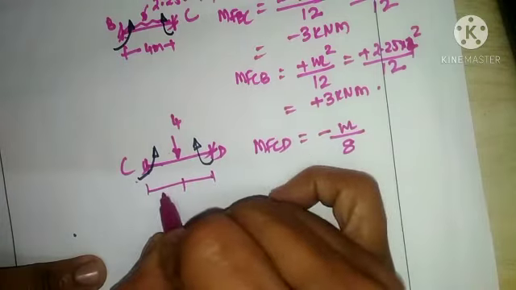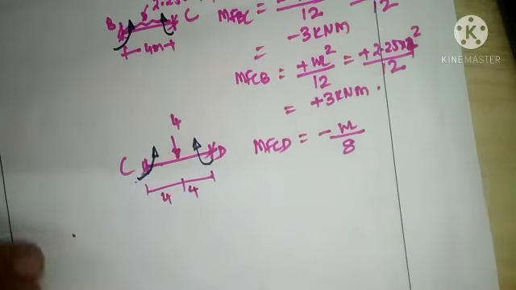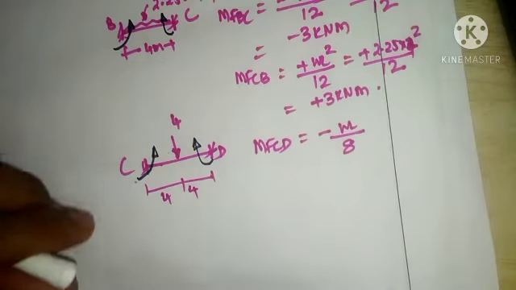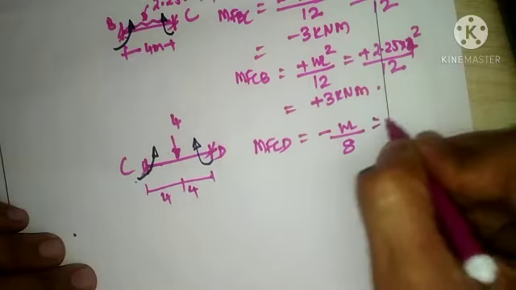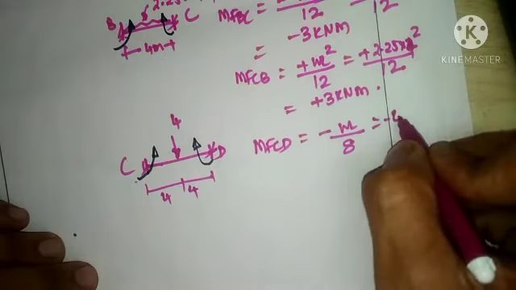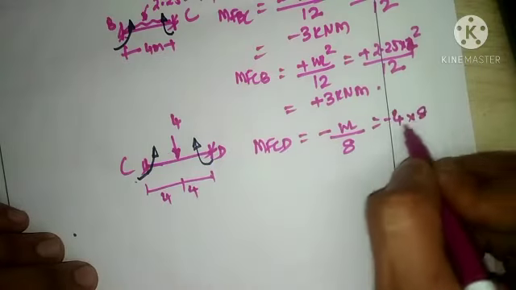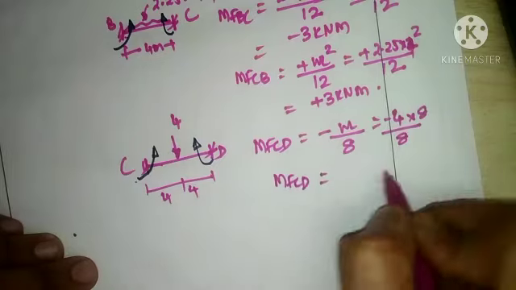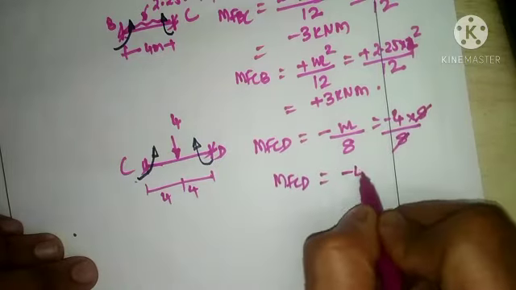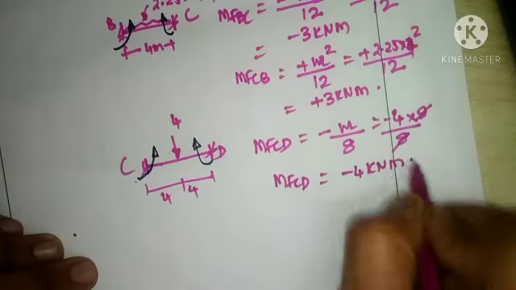as it is placed at the center, so it is minus WL by 8. If it had to be placed at an eccentricity, in that situation the formula will be WAB square divided by L square, or else WA square B divided by L square. So which will be minus of W value is 4, L value is 8 divided by 8, and MFCD value will come as, 8 gets cancelled, minus 4 kilonewton meter.